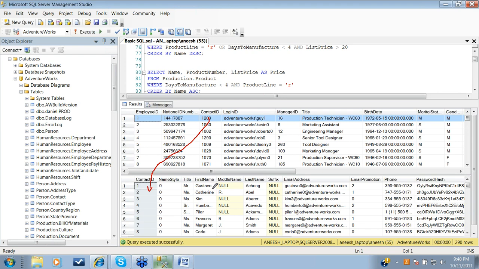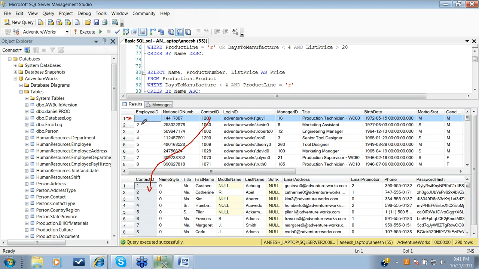If there is no record available, or no corresponding record based on my inner join condition, this employee will not be displayed in the report. Am I correct? Because there is no match. If there is no match, inner join is not going to entertain that, right? Is it clear, guys?